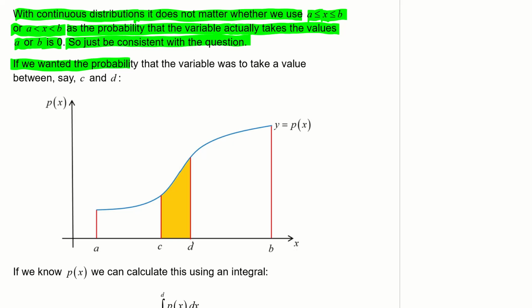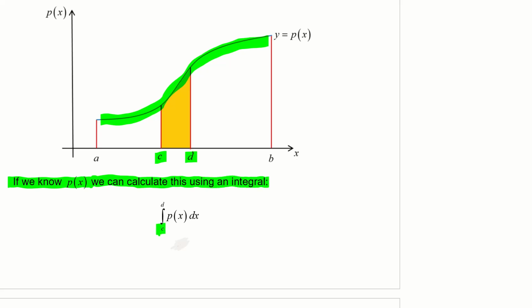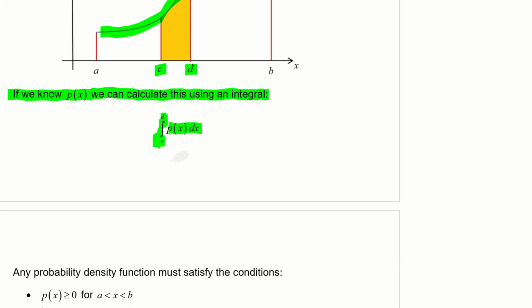If we wanted the probability that the variable was to take a value between, say, c and d, if we know p of x, that's the function that gives us this curve, we can calculate this using an integral, the integral between c and d of p of x dx.